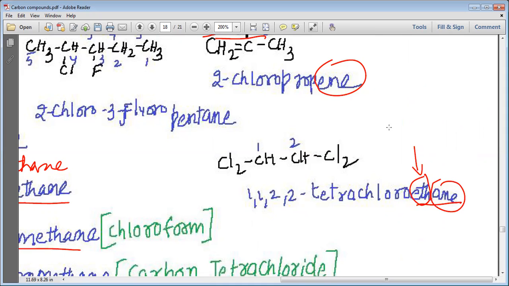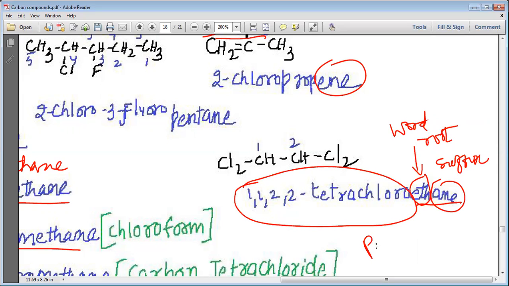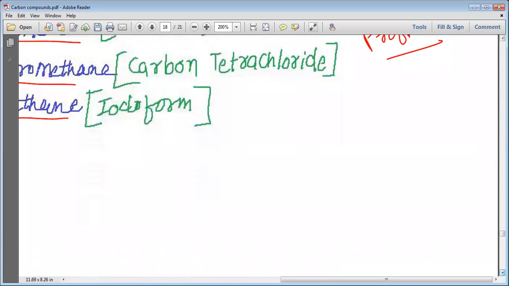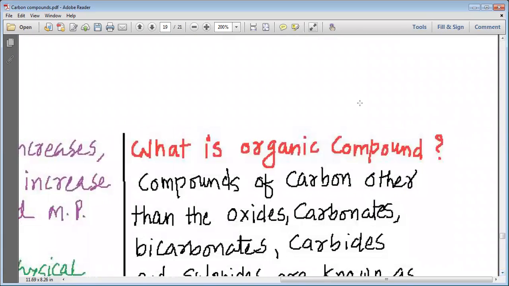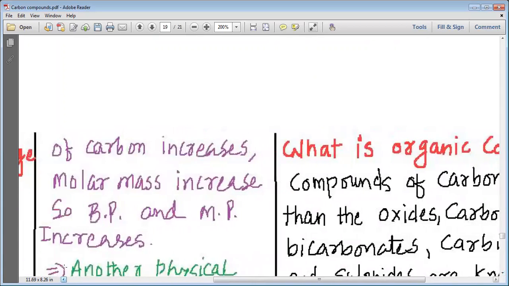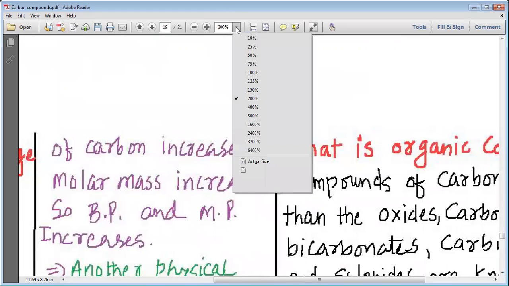So this is your word root and this is your suffix. Here you have this part which you call a prefix. So please understand, my dear students, this is how we can give names to the various compounds. You even need to understand the various common names given to the compounds also.